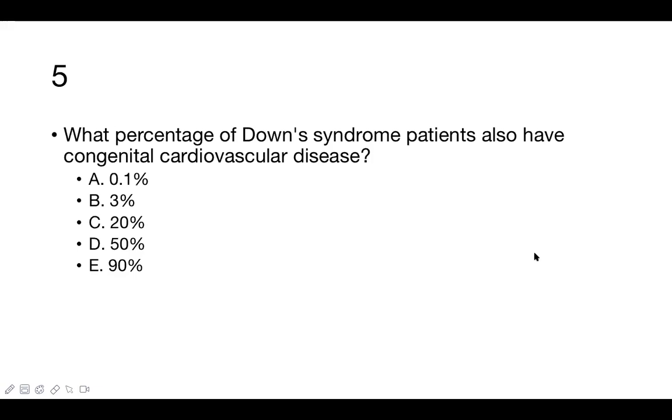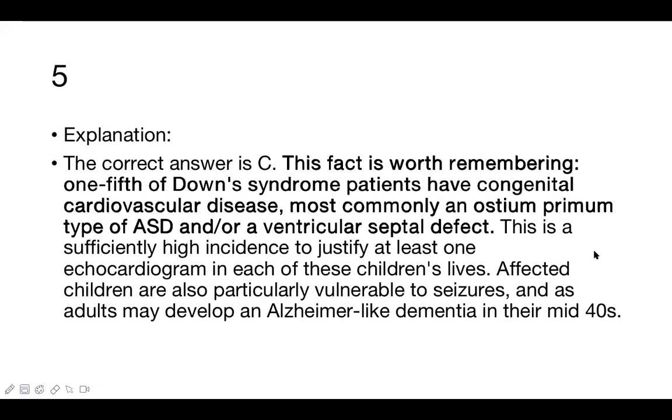Now, let me talk a little bit about this. The correct answer is C, that is 20%. This fact is worth remembering. 1/5 of Down syndrome patients have congenital cardiovascular disease. And you know which is the most common one, isn't it? What is the name of that commonest cardiovascular condition in Down syndrome? Ostium primum defect. What is the another name of this? There is another name which is even more commonly used than this.